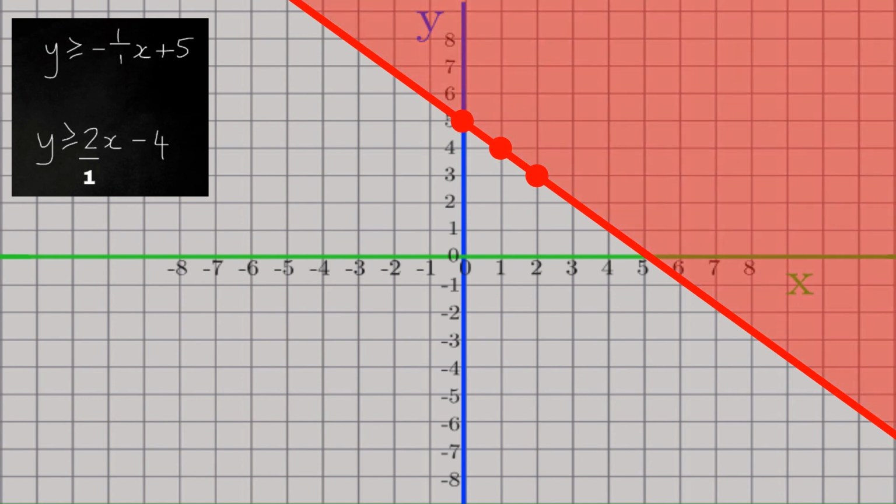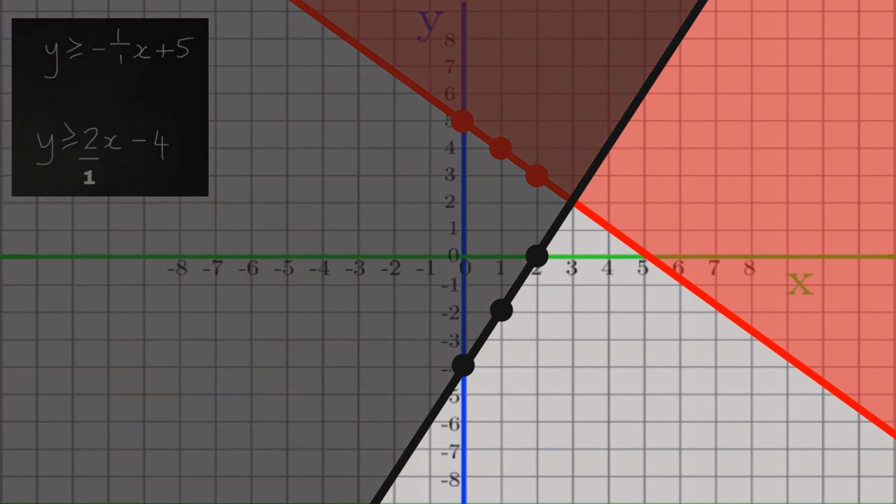Now let's plot the second inequality. The y-intercept is negative 4, so we plot the first point on the negative 4 on the y-intercept like so. Then go up 2, across 1, for the rise over run, then repeat. We also draw a solid line for this one. Because y is also greater than or equal to, we shade above the solid line.